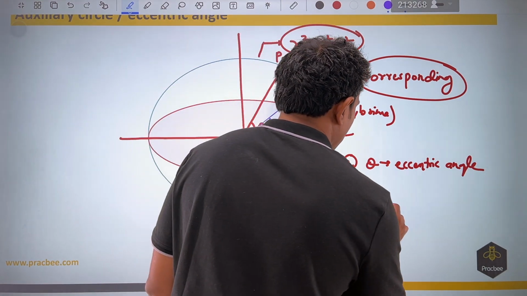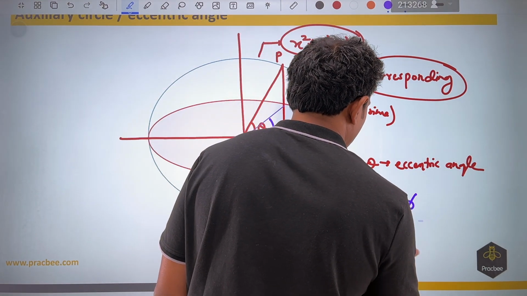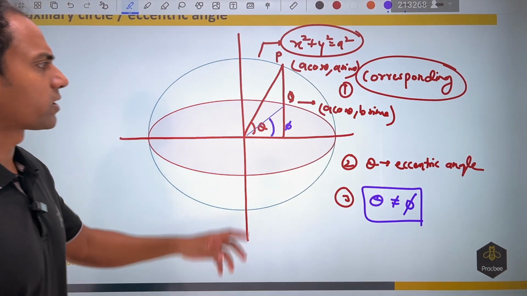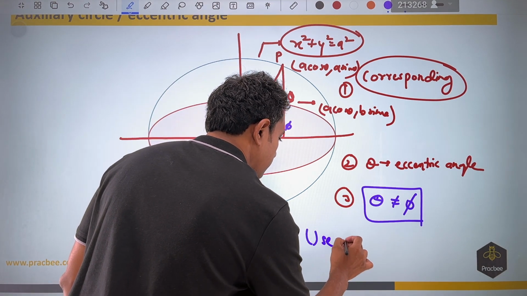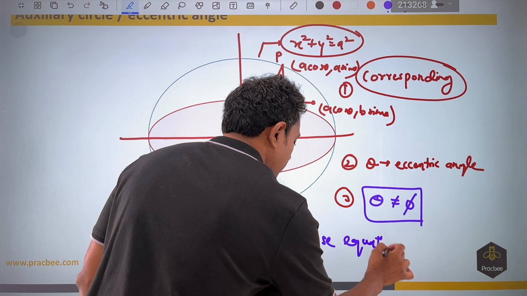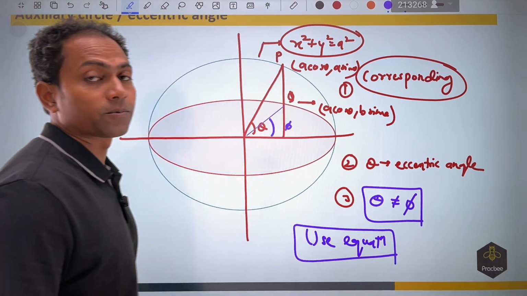So theta for most situations is not equal to phi. This you should remember and apply. Do not try to use any geometrical result. The idea will be to use equations to find the answer. And this will remain a consistent theme across the whole chapter of ellipse and hyperbola.